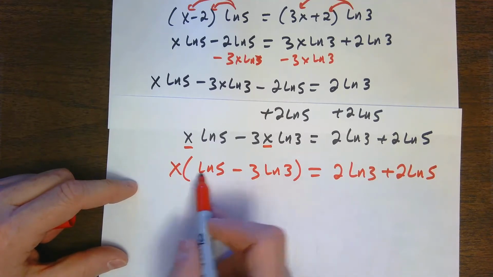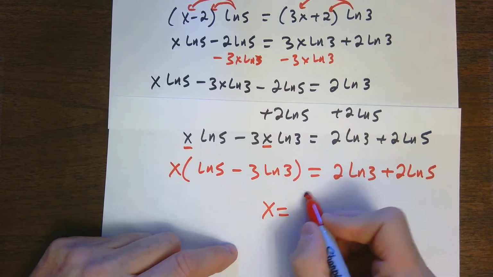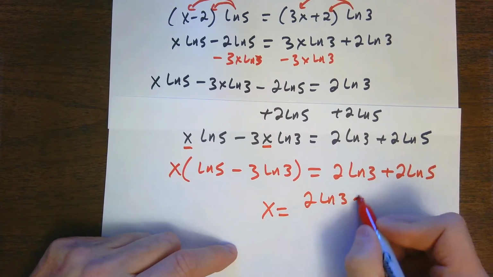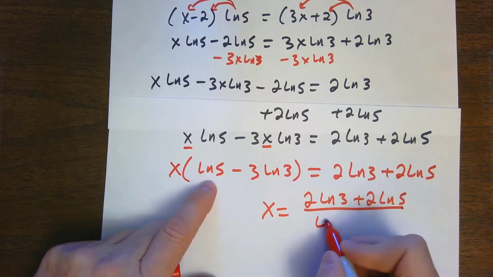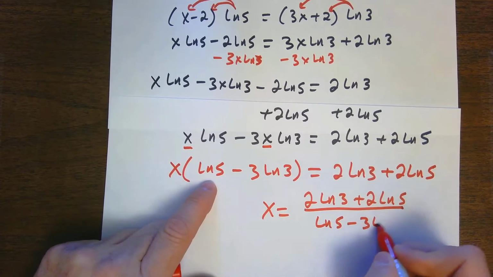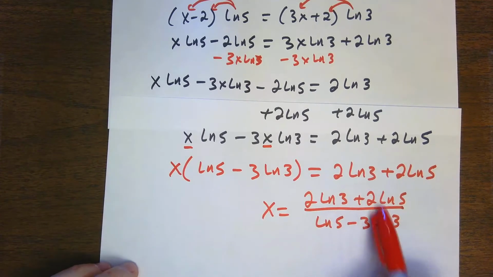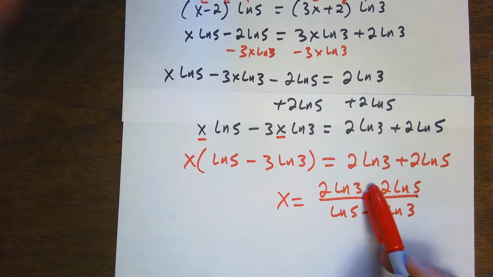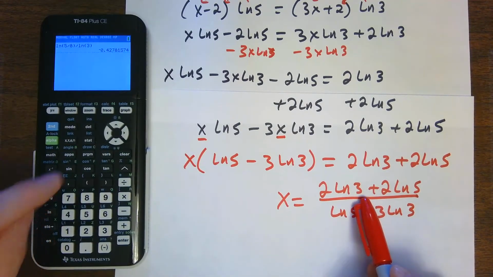Divide both sides by this number, and I get a very complicated x equals 2 times the natural log of 3 plus 2 times the natural log of 5 all over the natural log of 5 minus 3 times the natural log of 3. And this is just some number. I'm going to have to evaluate this on the calculator. It's going to be tough. There's a lot of stuff going on in here. I have to be very careful.